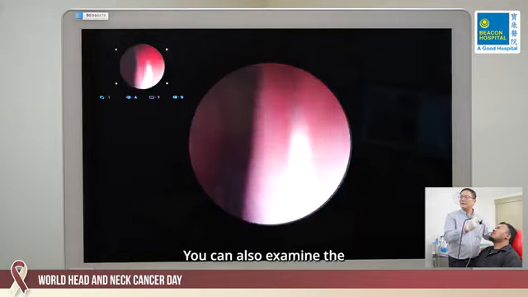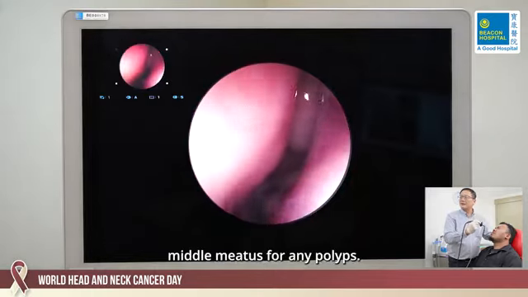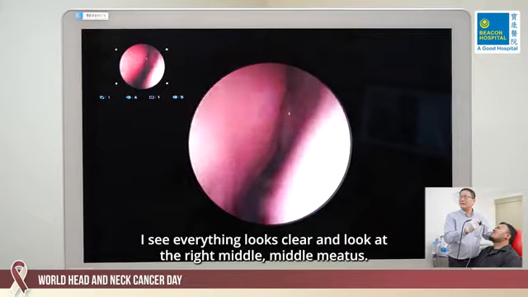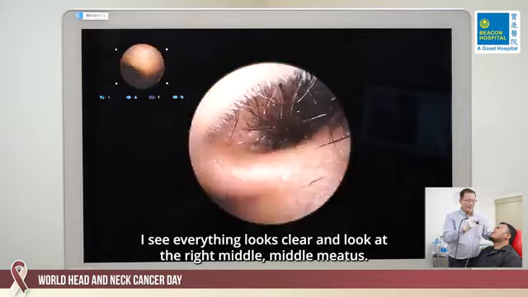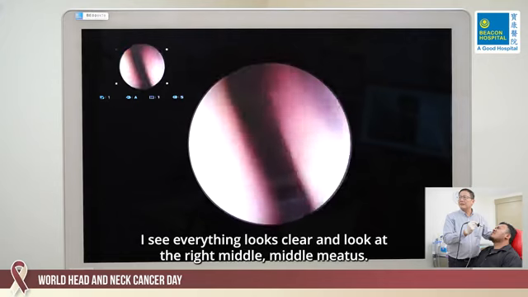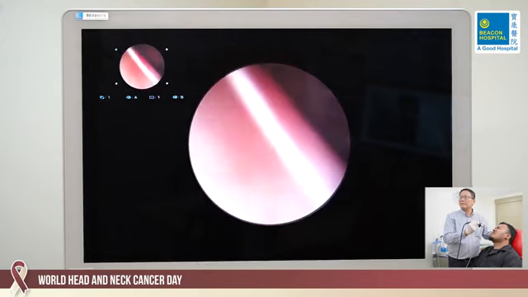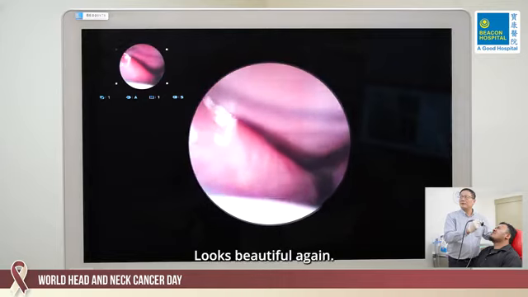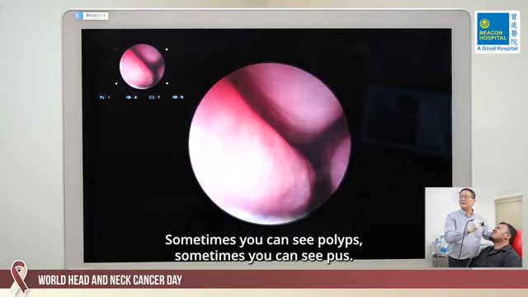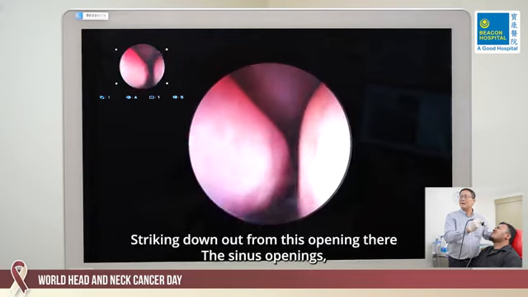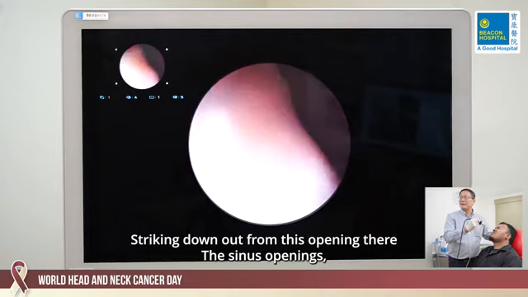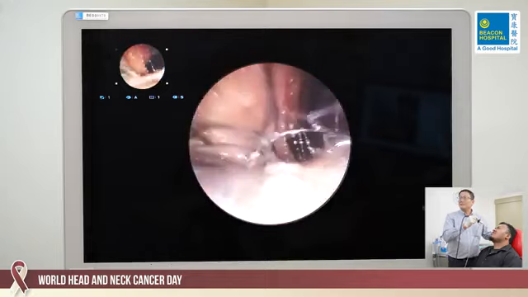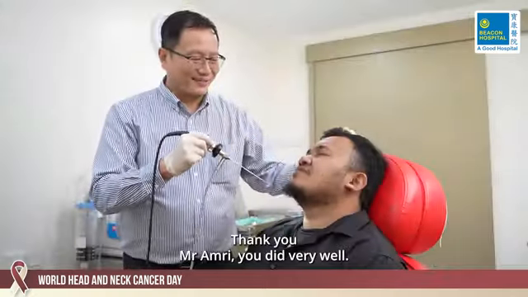You can also examine the middle meatus to look for any polyps, any signs of infection. I see everything looks clear. And look at the right middle meatus. All right. Again, looks beautiful. Okay, there's no evidence of any infection. Sometimes you can see polyps, or you can see pus tracking down out from this opening there. The sinus openings open up in the middle meatus area. Thank you, Mr. Amri. You did very well.